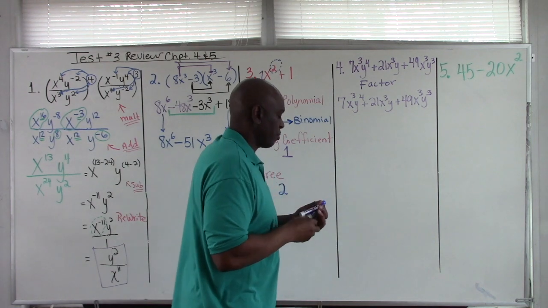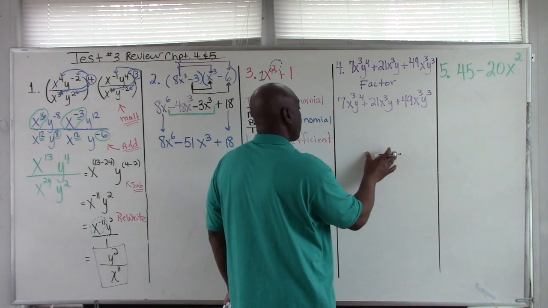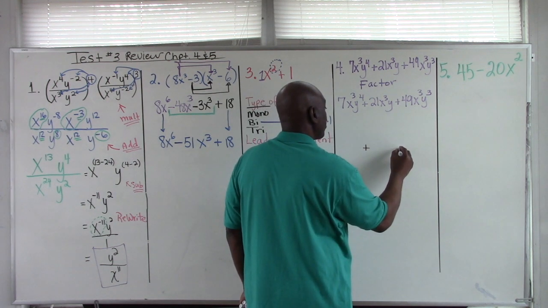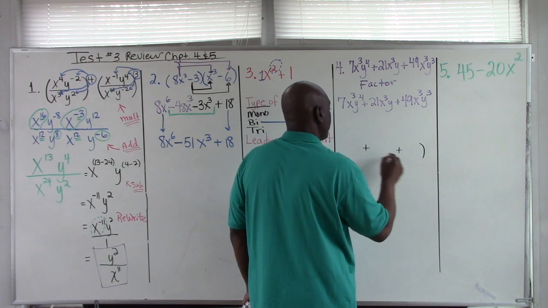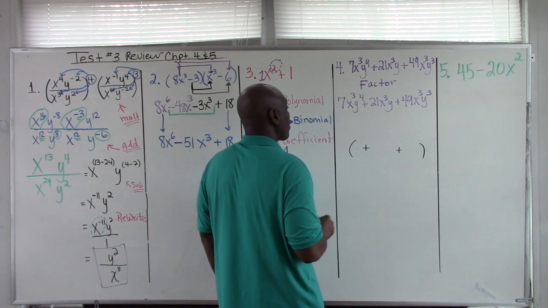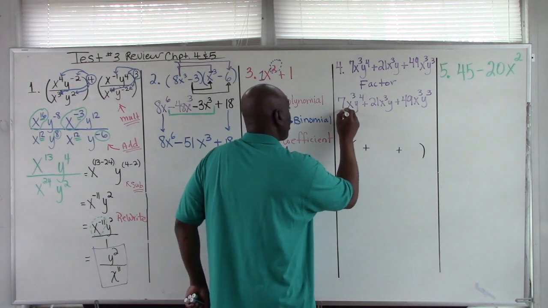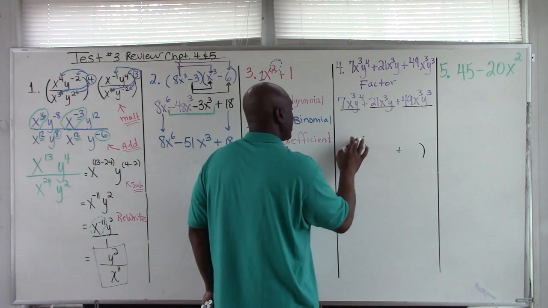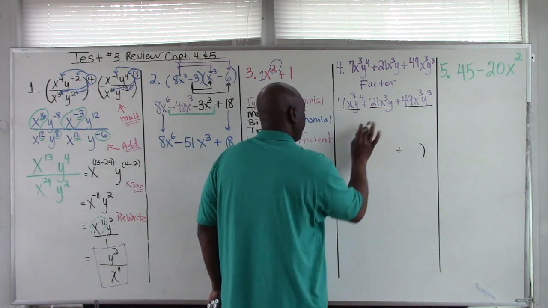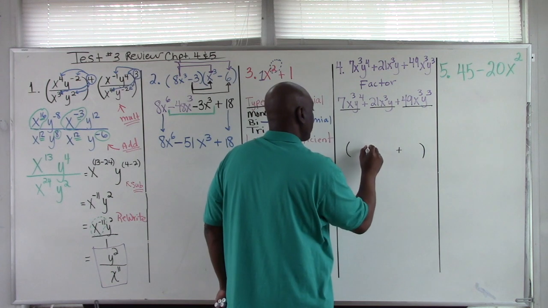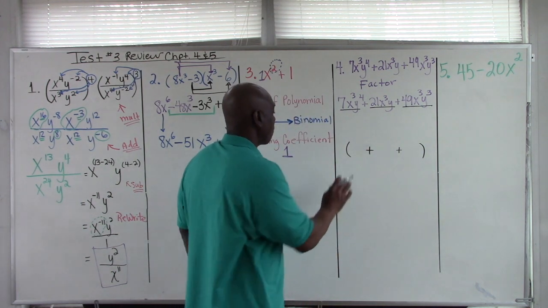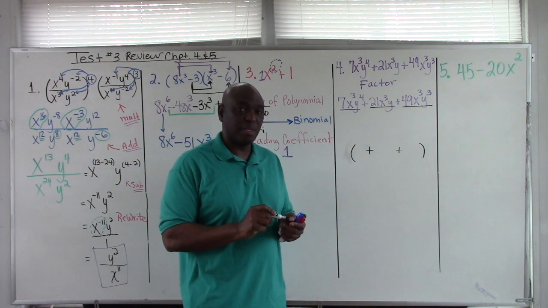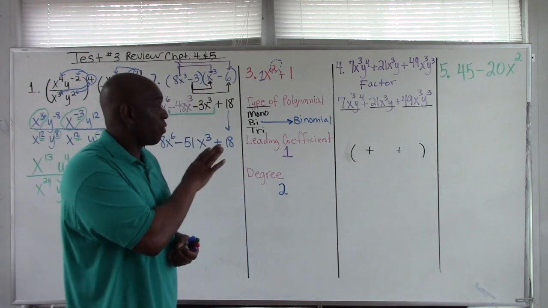Here's what we're going to do. We're going to go down here, and I'm going to bring the plus sign straight down. I'm going to bring this plus sign straight down. I'm going to put parentheses around it. And then I'm going to draw a division line under all three terms. I'm just trying to get it set up. That's the shell of what we're about to do.